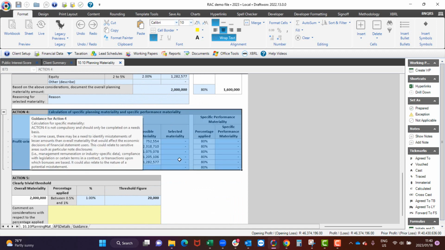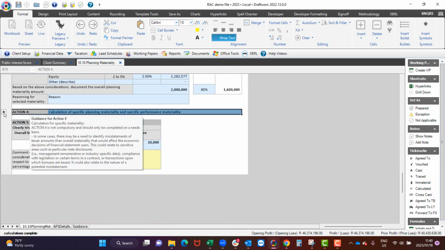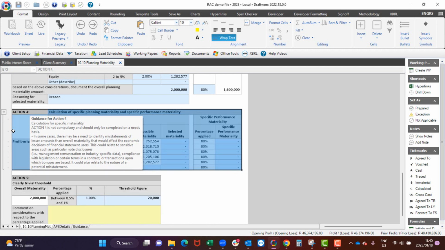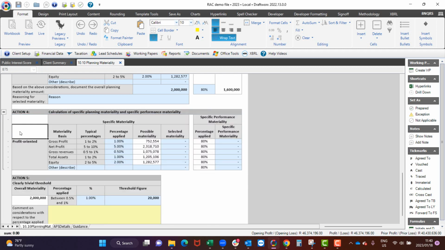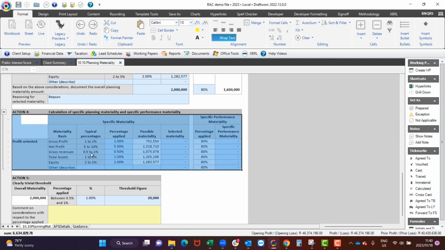Action 4, you will see, is the only action that we've included in the working paper that has a grouping to be opened and closed. The reason behind that is specific materiality is not a mandatory figure to be calculated. So if you have areas on your financial statements that are of a high risk, for example, and you would like to calculate a lowered materiality in order to test a little bit more on those components, that is what Action 4 is for. Okay, so if you want to calculate a specific materiality, that gets done in Action 4.